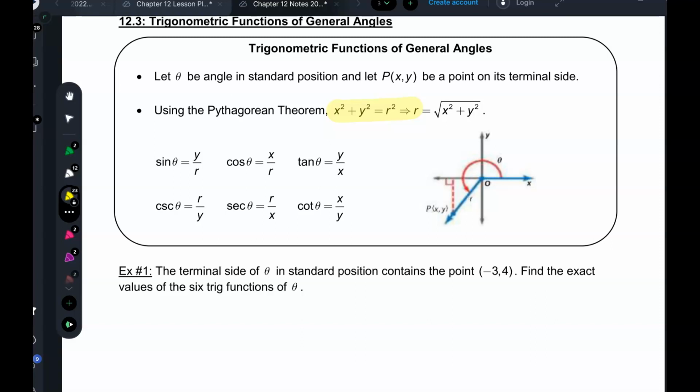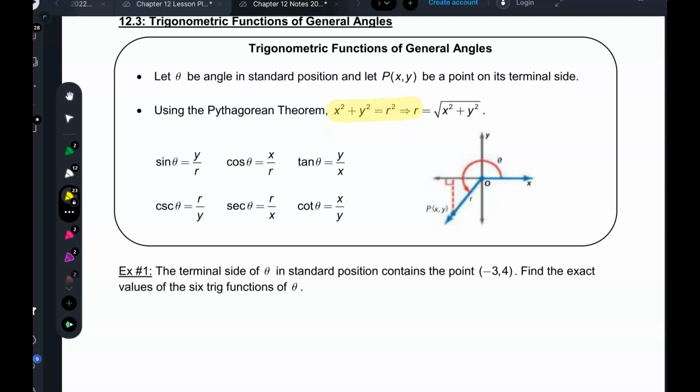Sine is y over r. Cosine is x over r, tangent is y over x, okay? And then we have all the reciprocals, right? They're just swapped. Good? This here is going to look more like what we did in the first lesson.